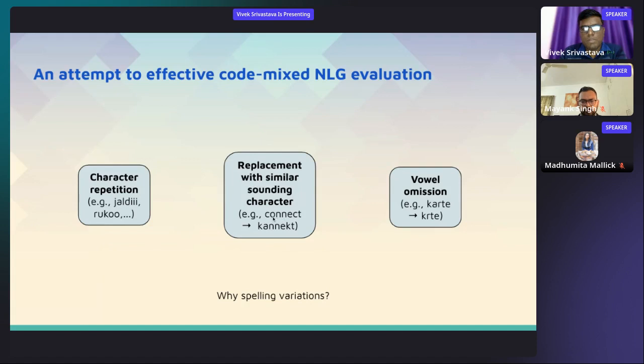In these two examples, if you look, the C is replaced with K, the CO is replaced with KA, and the C is again replaced with K. Even though the spelling is different, the word will be pronounced similarly, right? The third case is vowel omission. We have seen this: the character A is being dropped, and even though the words are similar, the spelling is different.